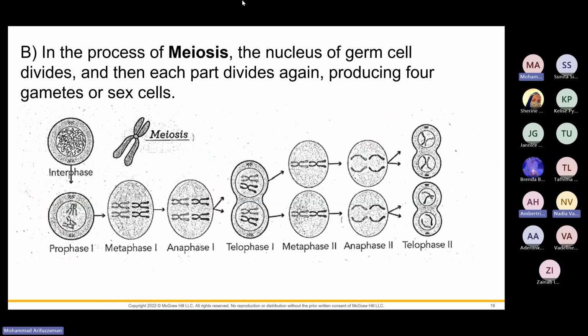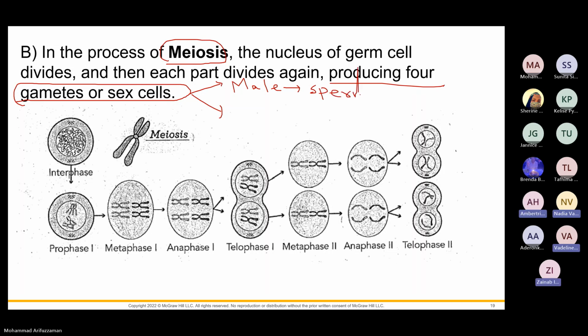Now, the meiosis. The meiosis is a special type of cell division, and it produces 4 gametes. The gametes are sex cells. So what are the sex cells? Male and female. For the male it is sperm, and sperm and egg. Female is the egg or ovum, or we also call it oocyte, right? Yes.